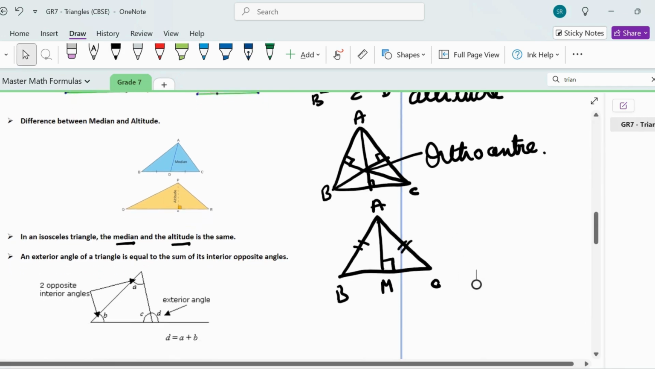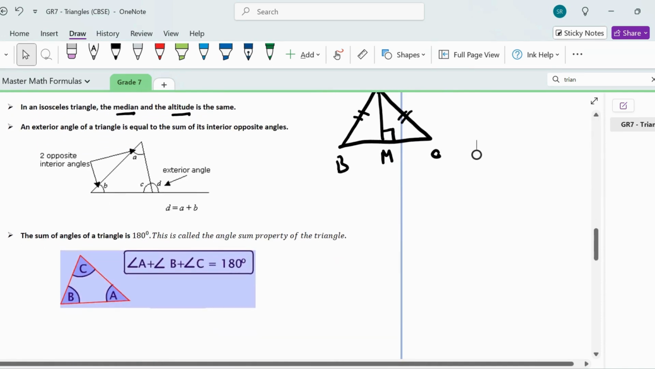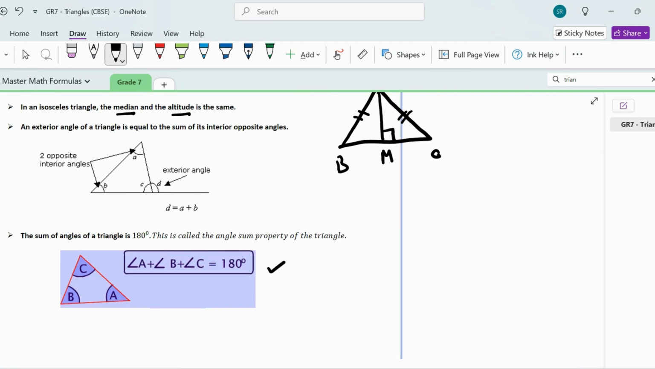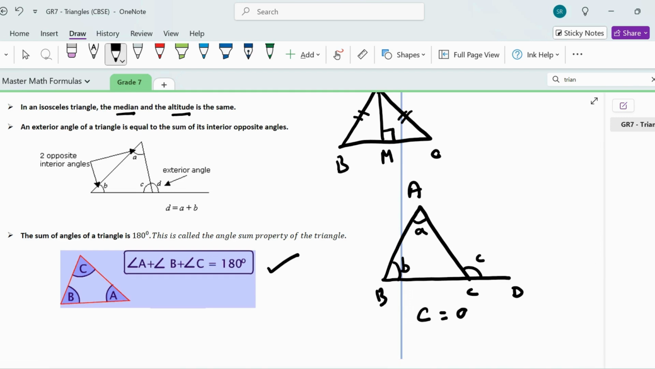Now, two important theorems in triangles are the angle sum property of a triangle, which says the sum of the angles of a triangle is 180 degrees. And the other one is that the exterior angle, which is formed when you extend one of the sides of the triangle, is equal to the sum of the interior opposite angles. That is, if you call this angle A and this B, and C is your exterior angle, C is equal to A plus B.